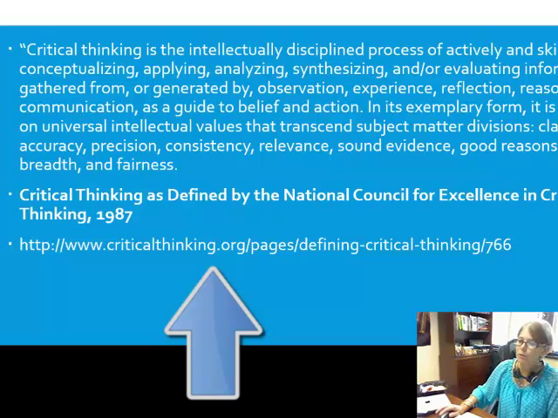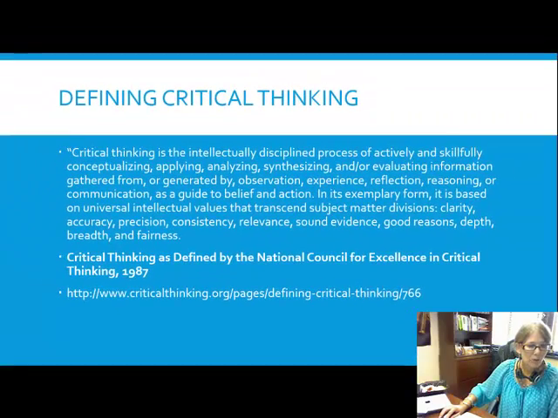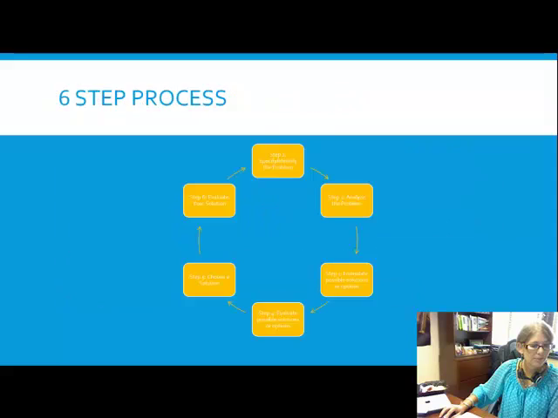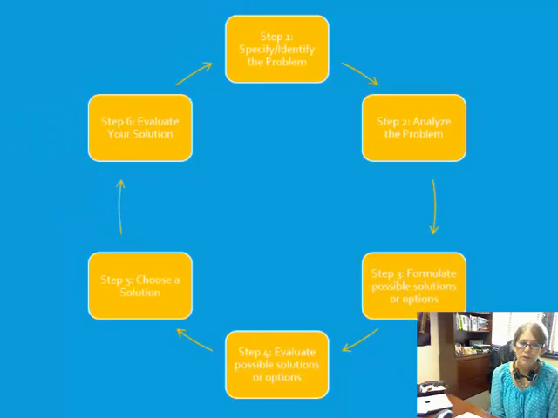So how are we going to approach critical thinking in Business 105? Well, in Business 105, we're going to look at critical thinking as a 6-step process. And in that process, the first step is to identify the problem. State the problem in a way that allows you to solve it.